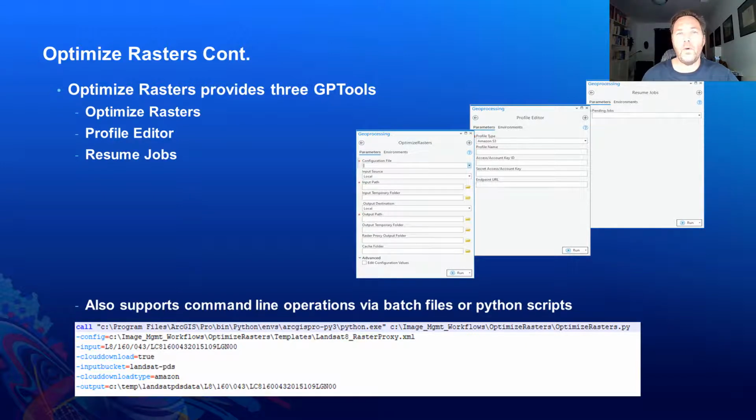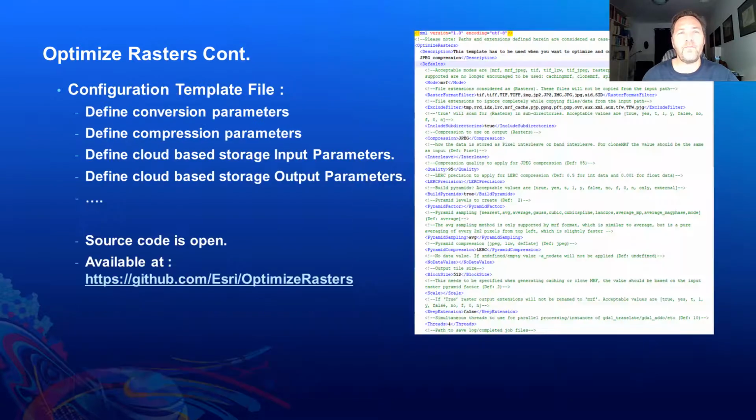In addition to providing a UI within ArcGIS Pro, it also supports command line operations by batch files or Python scripts. Similar to MDCS, it is controlled through an XML parameter file that provides a form of configuration template that defines the conversion and compression parameters, input and output locations, and many other parameters that can be set depending on the format of the data being created. Again, the code is open and is all available in GitHub. Just go to GitHub and search for OptimizeRasters, or see the URL below.